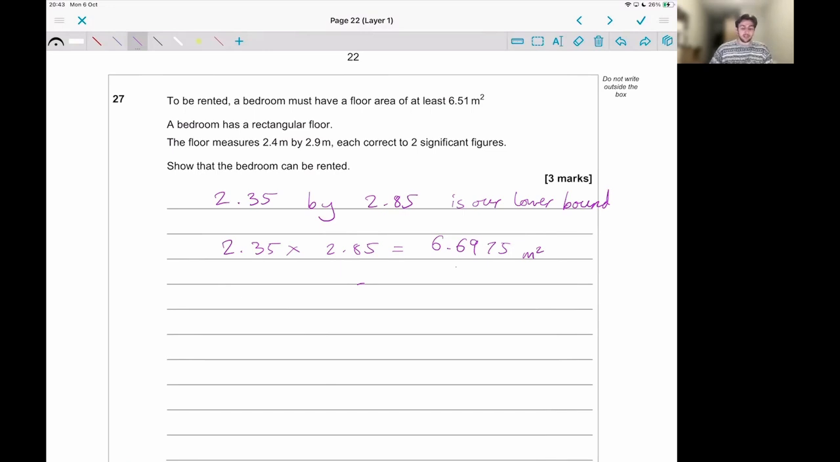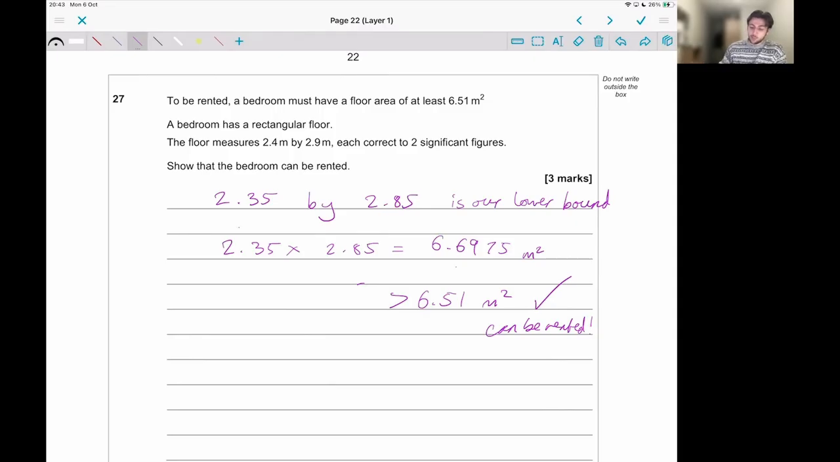That's our area. But all we need to know is, is this lower bound bigger than 6.51? Well, yeah, that's bigger than 6.51 meters squared. So yes, can be rented. And that's all you need to do, because it's a show that question.